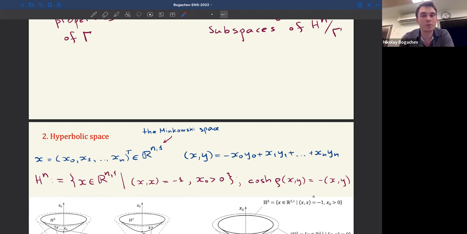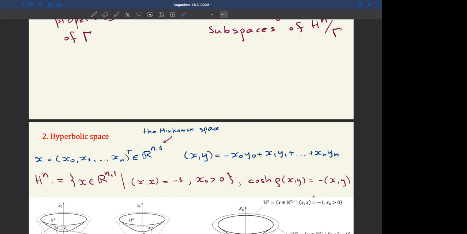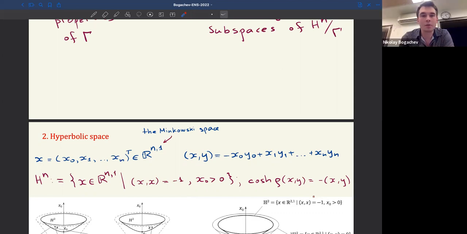The talk is based on our recent paper with Misha Belolipetsky, Sasha Kolpakov, and Leonid Slavich. It's called Subspace Stabilizers in Hyperbolic Lattices. But in fact, this talk is also motivated by some previous results done by me and other mathematicians.